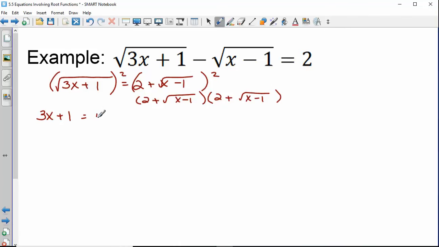So 2 times 2 is 4. 2 radical x minus 1 and 2 radical x minus 1 will give us a 4 radical x minus 1. And what happens when you take radical x minus 1 times radical x minus 1? Cancels the radical, and so we just get the x minus 1. So you have 3x plus 1 equals 4 radical x minus 1 plus x plus 3.